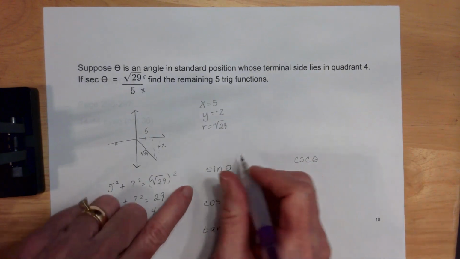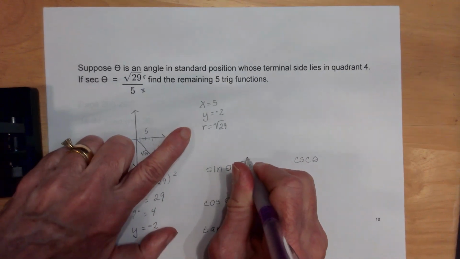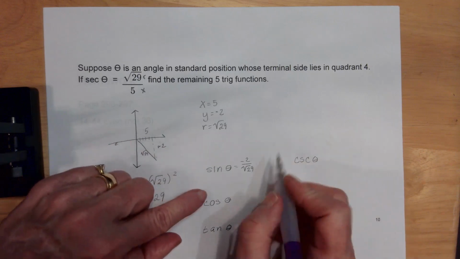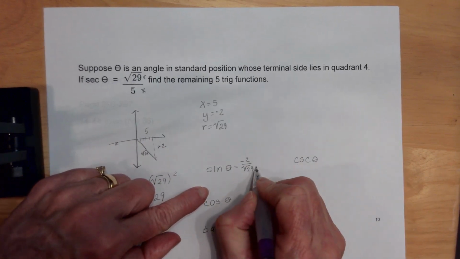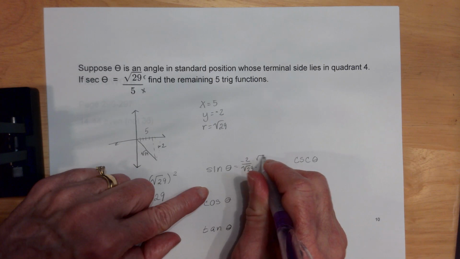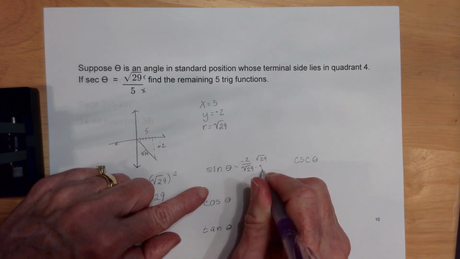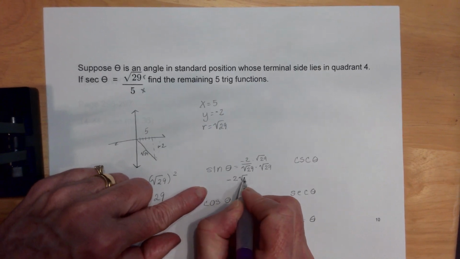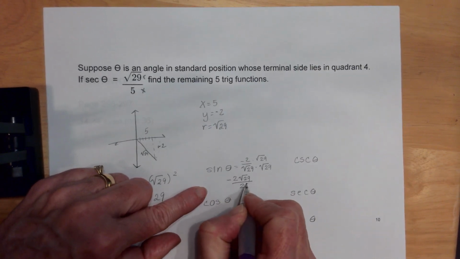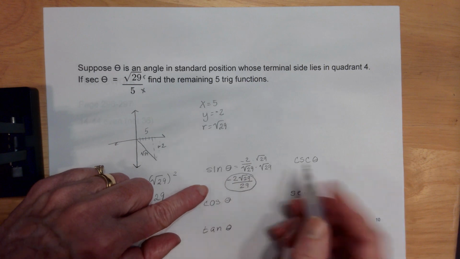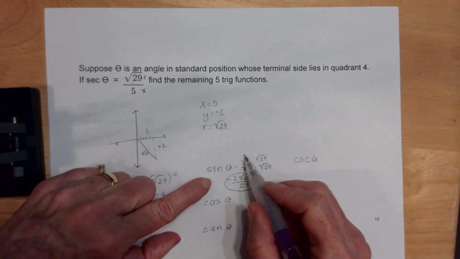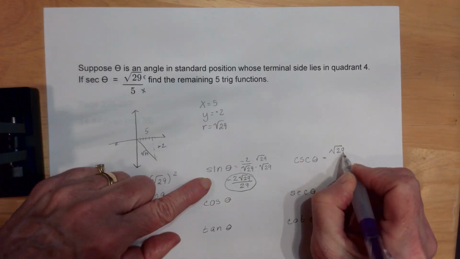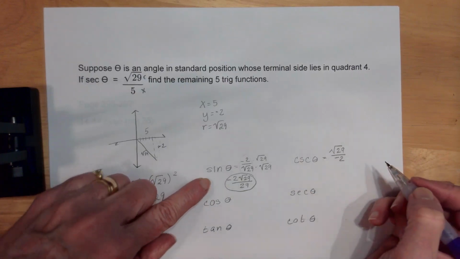All right, so I have y over the square root of 29. I have to rationalize, so I have to multiply the top and the bottom by the square root of 29. So I'm going to get negative 2 times the square root of 29 over 29. Now, when I go to invert it, I can invert just this one. So it's going to give me the square root of 29 over negative 2.